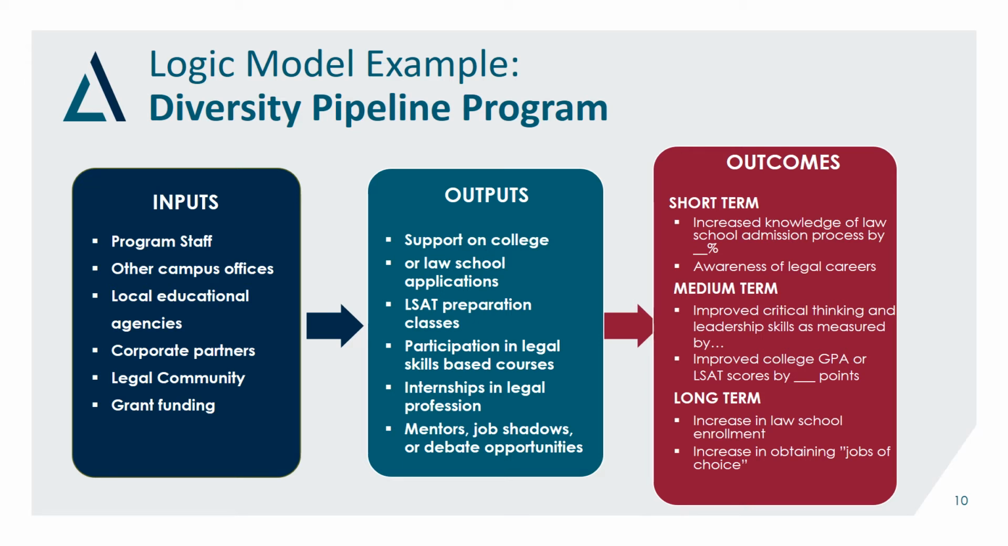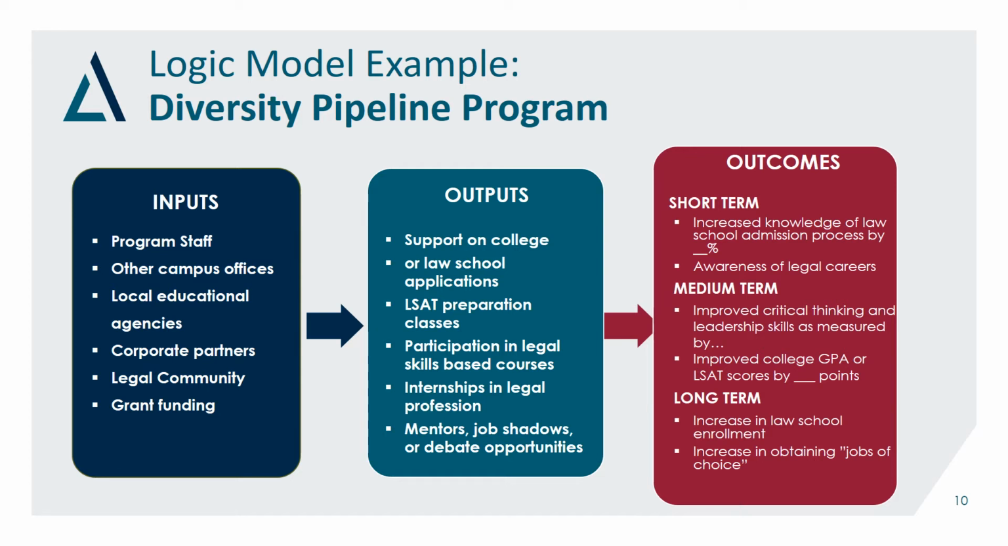The input box on the left highlights the possible stakeholders and resources in this program. The output box in the middle shows types of activities that might be occurring in such a program. And the outcomes box on the far right presents examples of short, medium, and long-term outcomes. The specific outcomes and timeframes will be unique to your program depending on your program's goals, activities, and where students are in the educational pipeline.